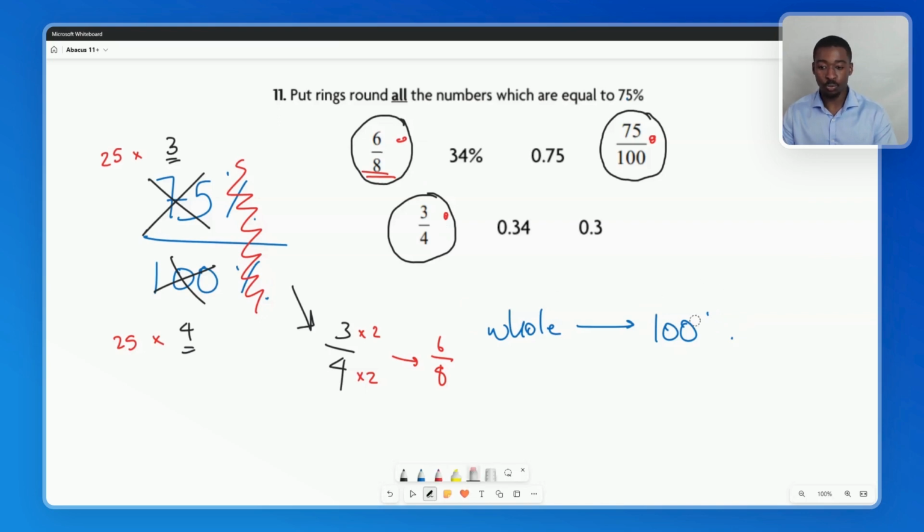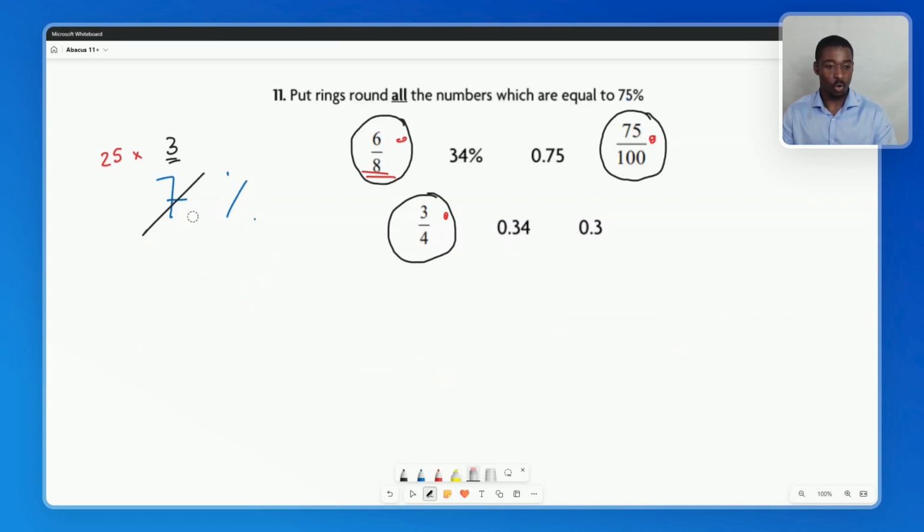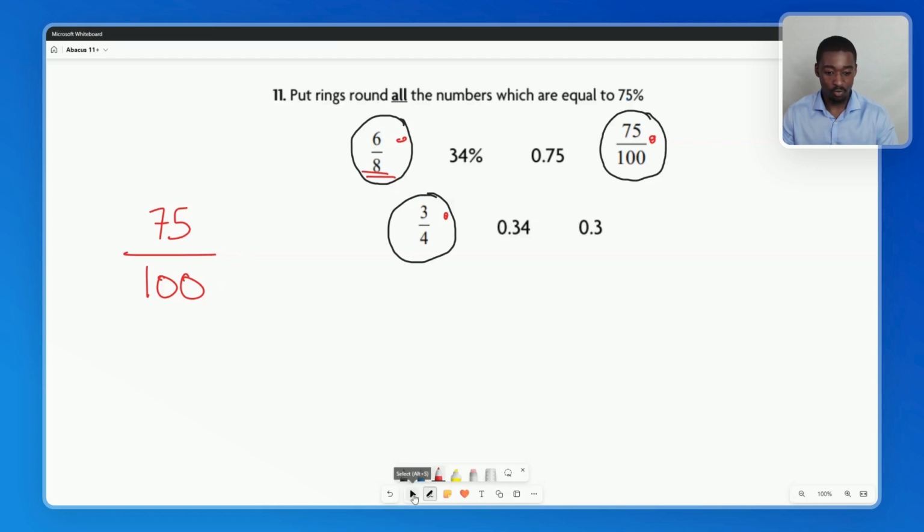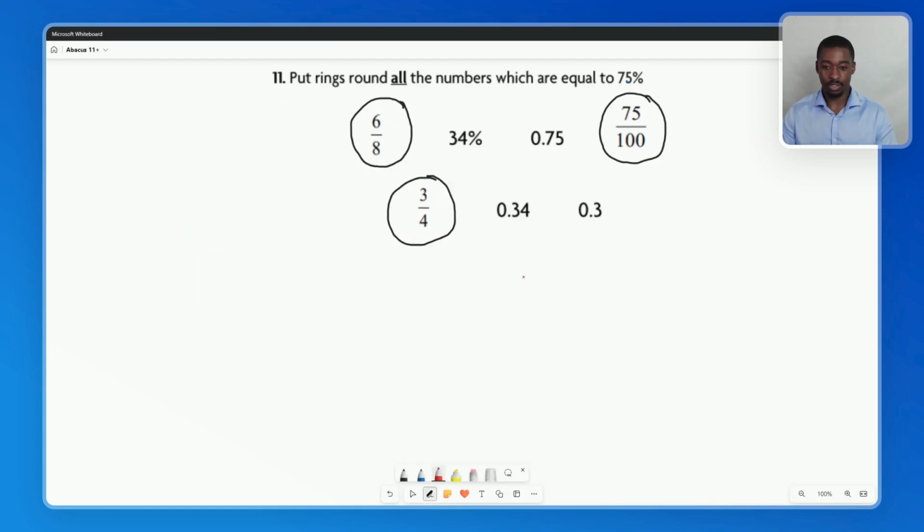But then we move on to decimals, right? We have some decimals, and we need to know whether or not these are equal to 75%. So now how do we go from percentage to decimal? Well, that's why it's so important to know how to first go from percentage to fraction, because once we get to fraction, we can go really easily to decimal. Okay, so now let's look at the rest of these numbers. We know already that 34% is not equal to 75%, so we're left with these 3 decimals.